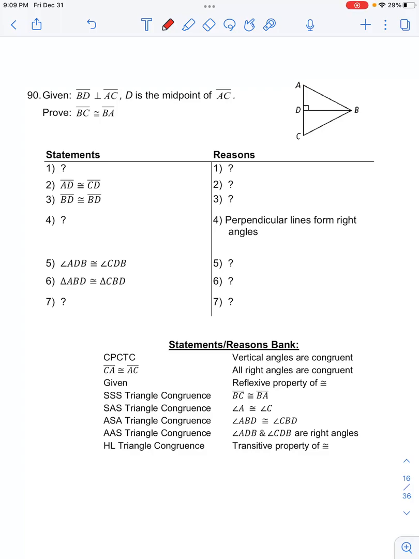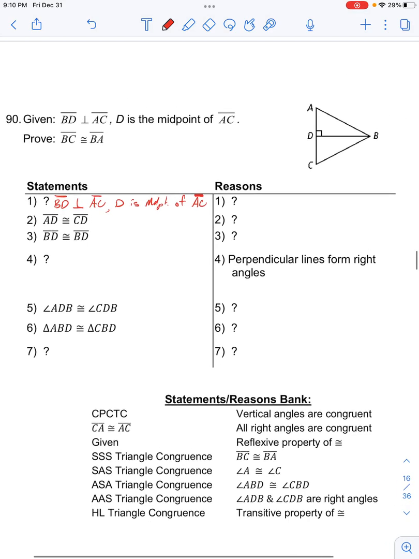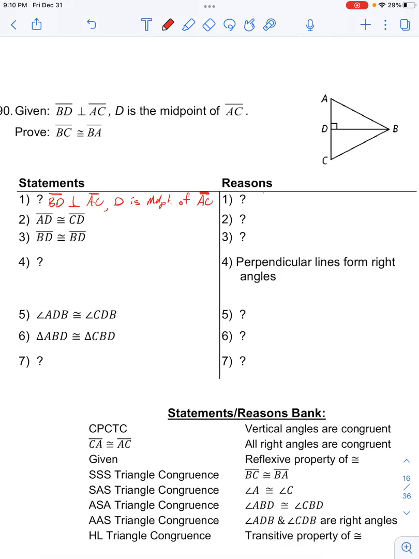And number 90 in your homework for congruent triangles asks you to fill out the missing statements and reasons. So we have that given, segment BD is perpendicular to segment AC, and also that D is the midpoint of segment AC.